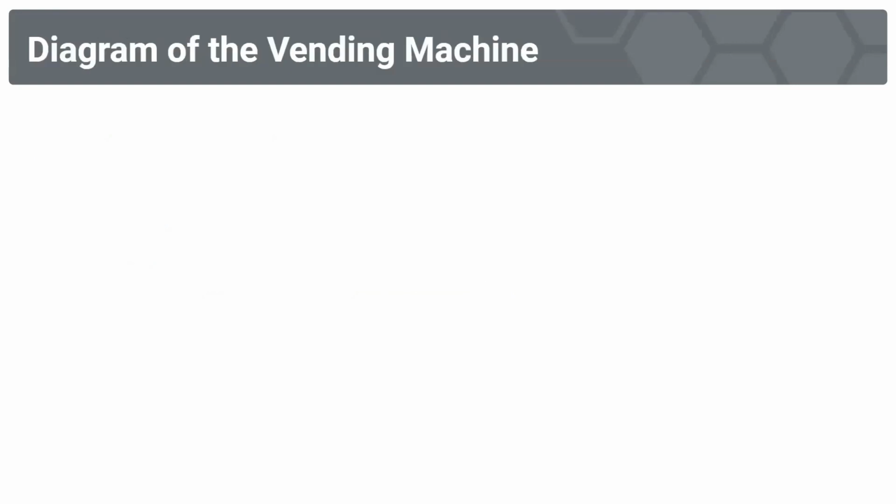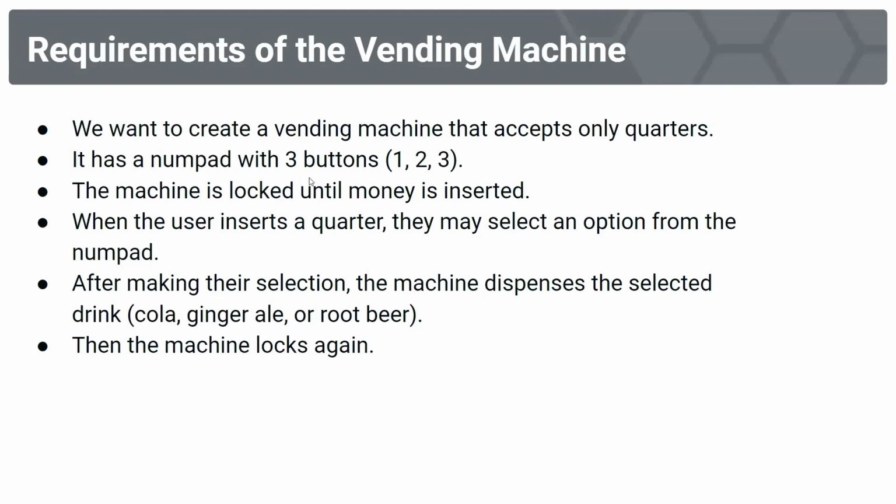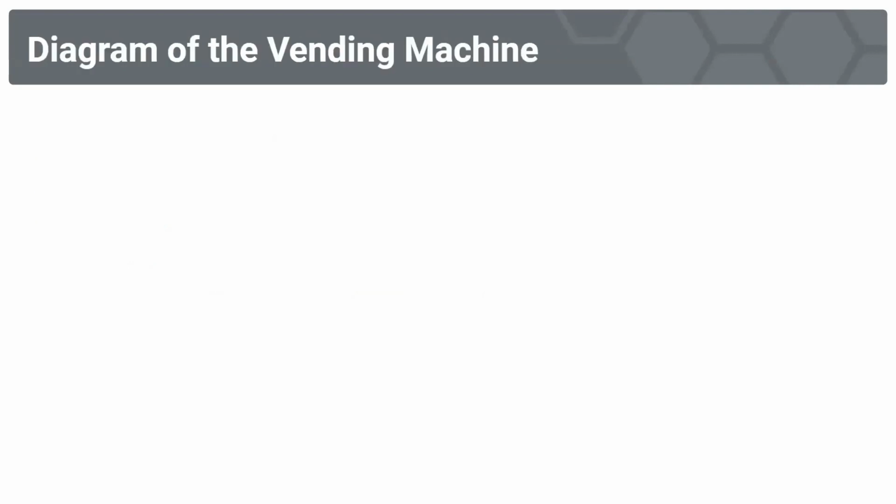So let's create a diagram for this FSM. The first thing that we want to do is establish each of our states. As we mentioned, one of the requirements is that before anything is inserted, the vending machine will remain locked. And at the very end, after a drink is dispensed, it will go back to a locked state. So the first thing that would be good to do is to establish a locked state.